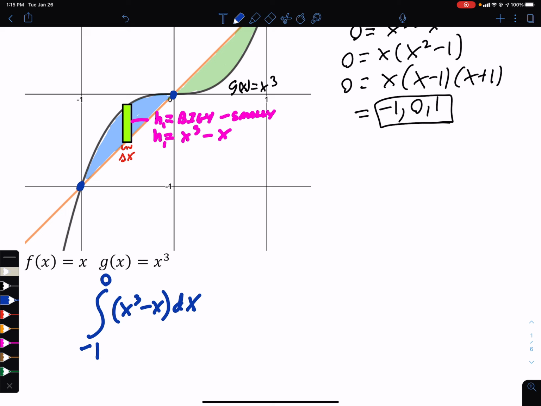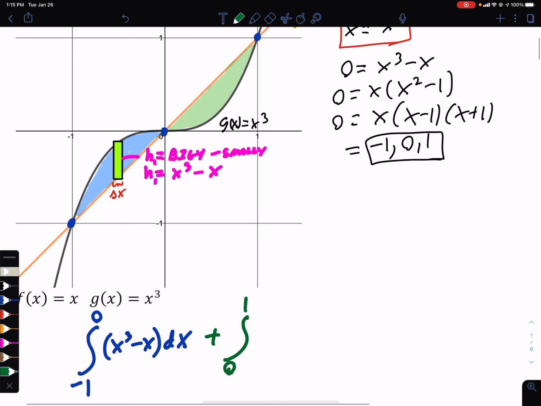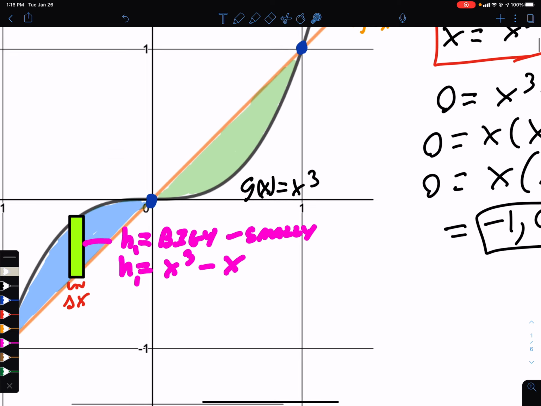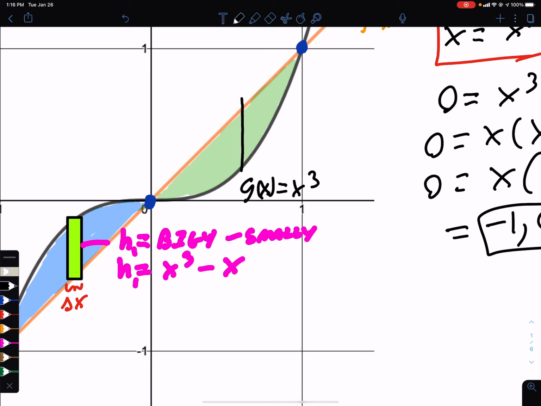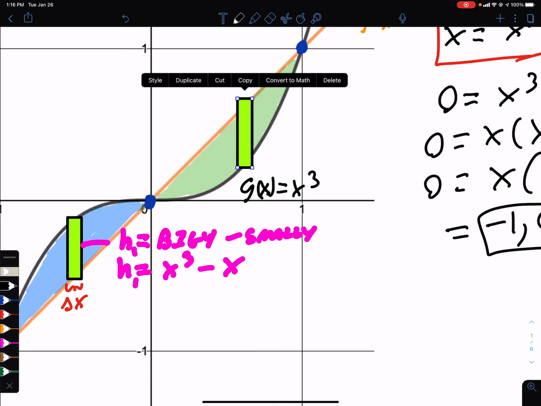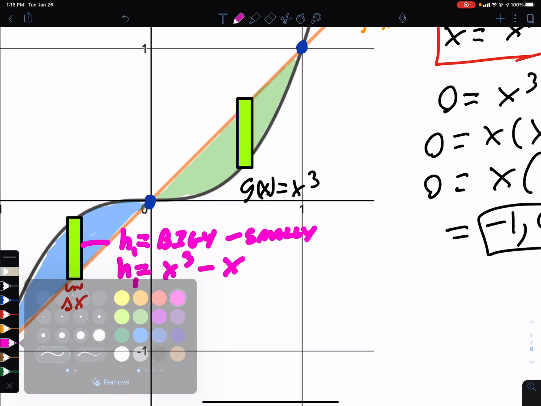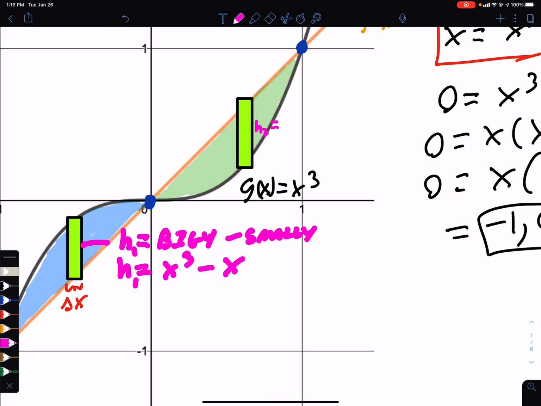So for the lime section, the green section, I'm going to add up all the rectangles, starting at 0, ending at 1. Why 0 to 1? We found 0 to 1 gives us the region of the green. Let me draw a representative rectangle, one of the many. And there we go. So what's the height of these rectangles? I'll call this h2. And again, it's the bigger y minus the smaller y. Bigger is higher, smaller is lower.